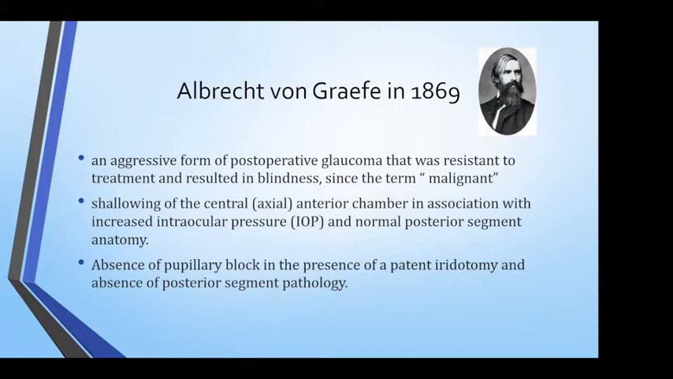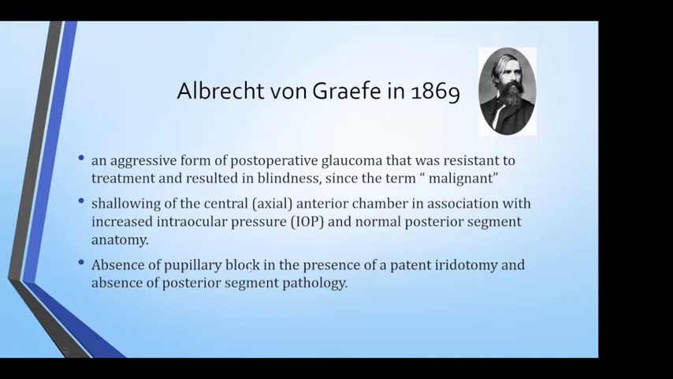In the 18th century, von Graefe described a condition which we know as malignant glaucoma, an aggressive form of post-operative glaucoma that was resistant to treatment and resulted in blindness in most cases, hence the term malignant. It's very important, when we share this terminology with our patients, to remind them that this is not a malignancy. The term just tells the prognosis of this condition being bad. But if you don't explain it, patients might go home and look it up and think that they have cancer or something. So that's an important thing to keep in mind.